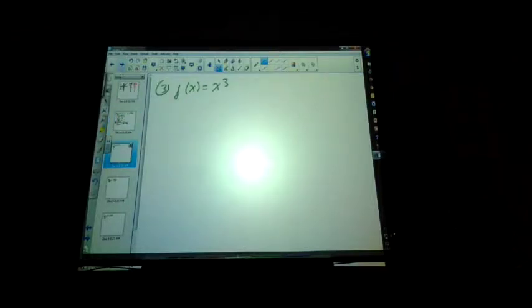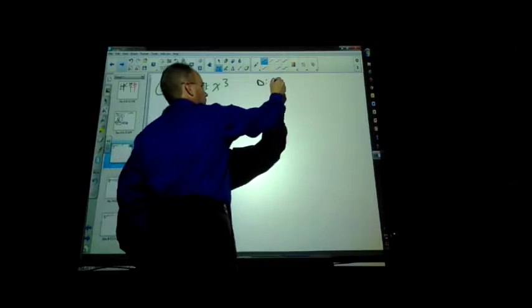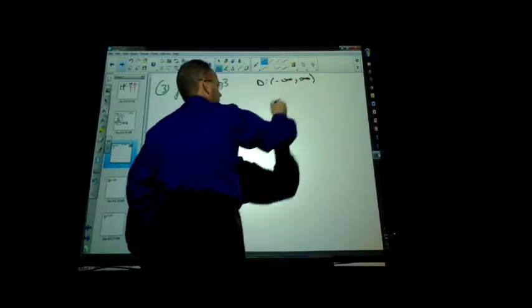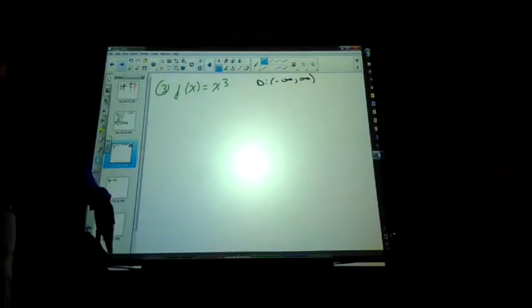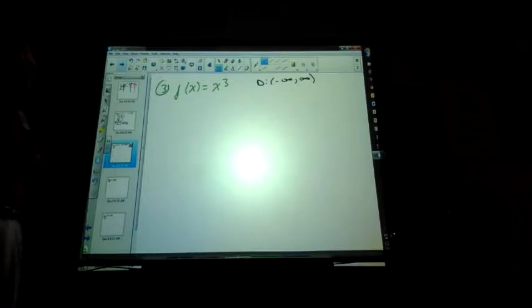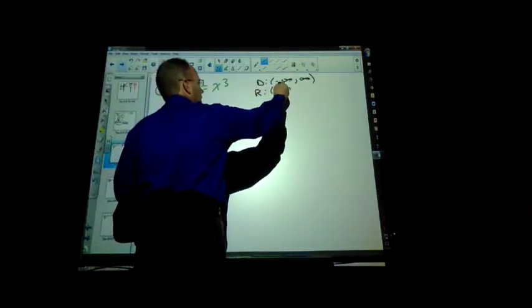Okay, x to the third. Can I plug any values in for x? Everything's going to work there. Kind of have to know what the graph's going to look like. It's going to go like this. Have a little wiggle in the middle, but it's going to go like that. So is it going to go forever up and down too? You guys awake?